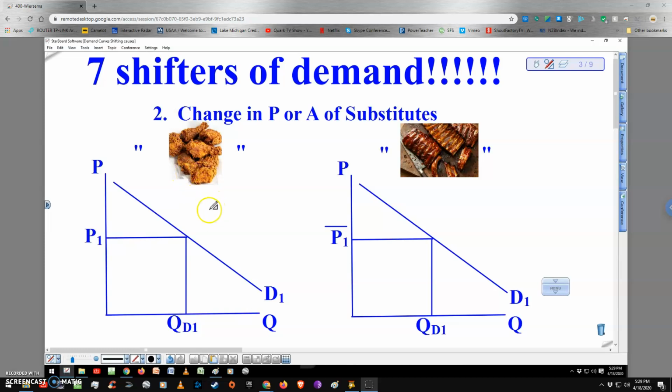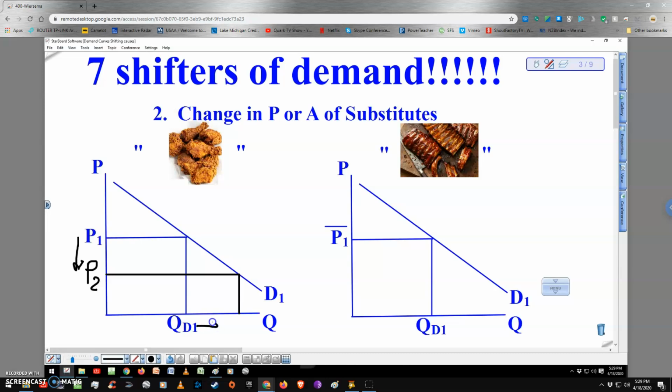For grins and chuckles, for some crazy reason, the price of fried chicken as a general whole has dropped. So here we have a change in price of an alternative good. This is not the demand curve we're thinking about. This is the demand curve. But it's a related good, a substitute, and the price has fallen. For some reason, there's a sale or something, and the price has fallen for fried chicken. You'll notice that the fried chicken has fallen in price.